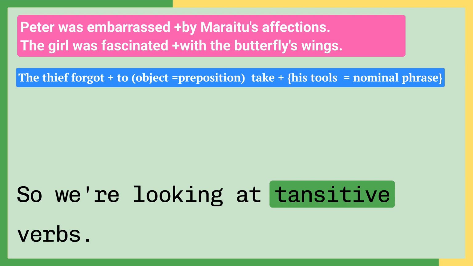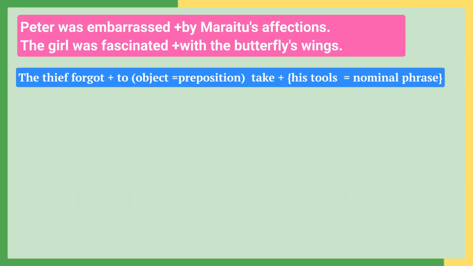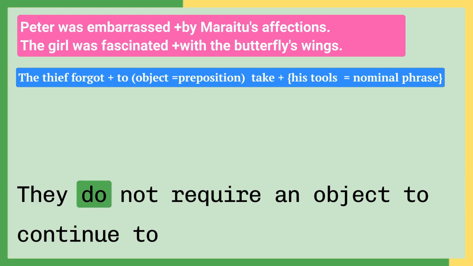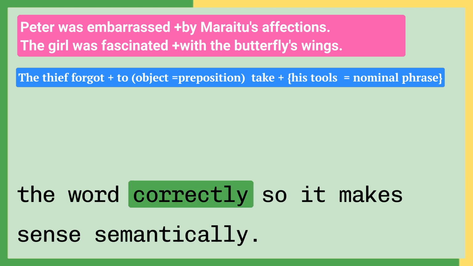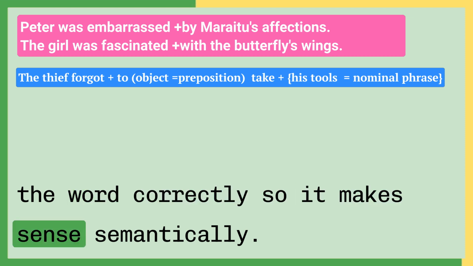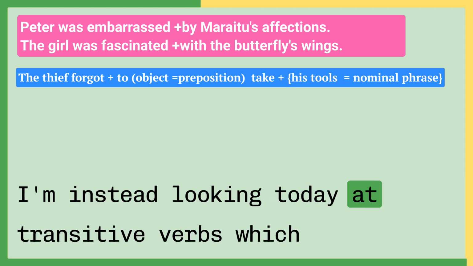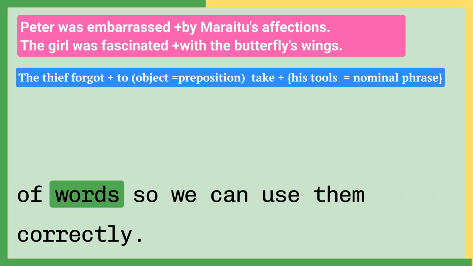So we're looking at transitive verbs. I'm going to contrast them with intransitive verbs. Intransitive verbs are words which can stand alone. They do not require an object to continue to carry their meaning or transmit the meaning of the word correctly. So it makes sense semantically. I'm instead looking today at transitive verbs which require the use of another word or group of words so that we can use them correctly.